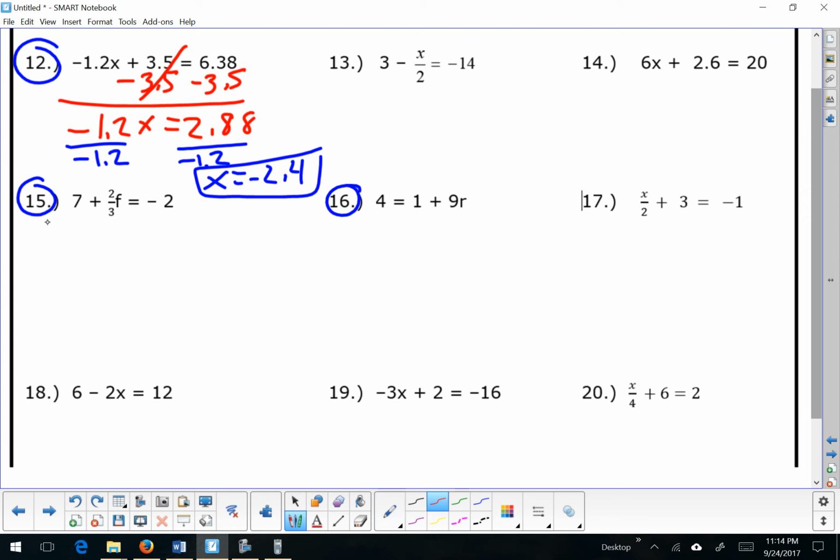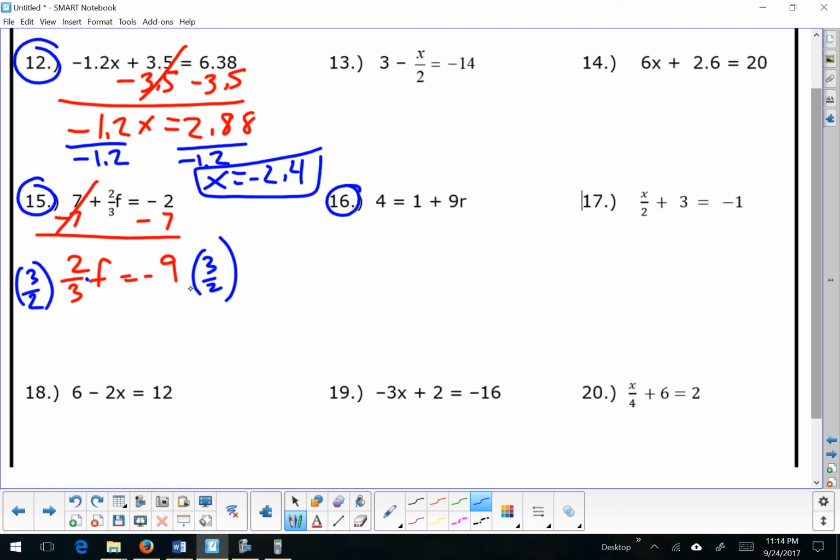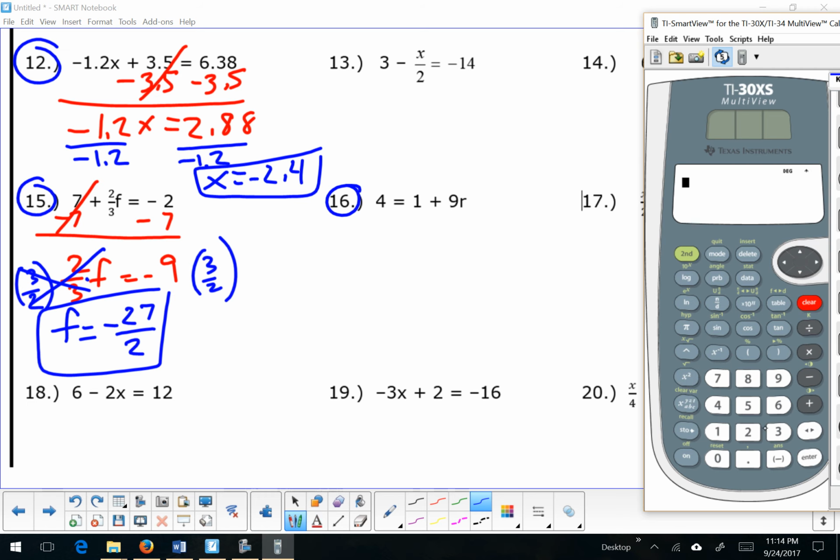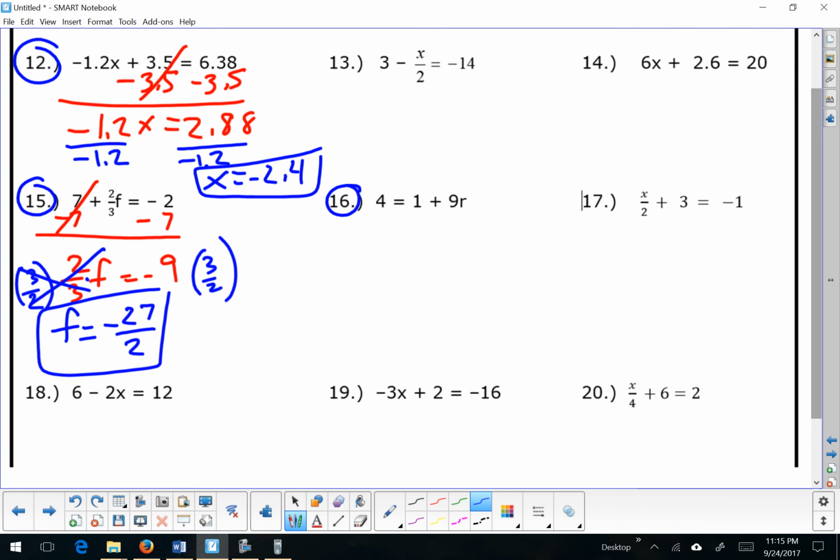Alright, let's take a look at number 15. Here's the variable, there's the constant, so I'm going to clear that first, and I get 2/3 f equals negative 9. And now, if your coefficient is a fraction, you've got to flip it over, right? Multiply by the reciprocal. So f is equal to, looks like negative 9 times 3 is negative 27. Negative 27 divided by 2 is not a whole number, so I could leave it like this if I'd want to, or I could actually do the math of negative 27 divided by 2 and get my decimal, negative 13.5. So either one of these answers would be acceptable.